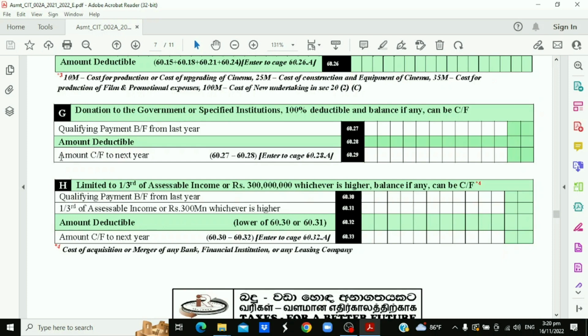Then H is the next table here. There's a limitation of 1/3 of the assessable income or 300 billion, whichever is higher, we can take as the value. If it is not so, then we can do the carry forward application. This is applicable for the cost of acquisition or merger of any bank, financial institution or any leasing companies.